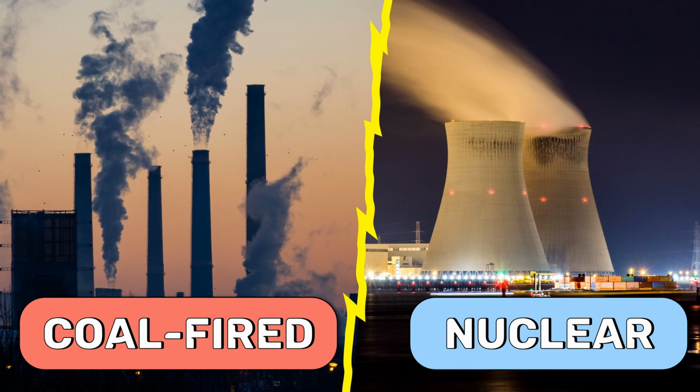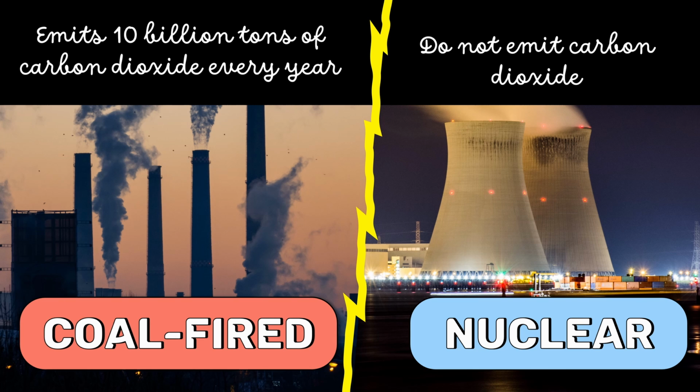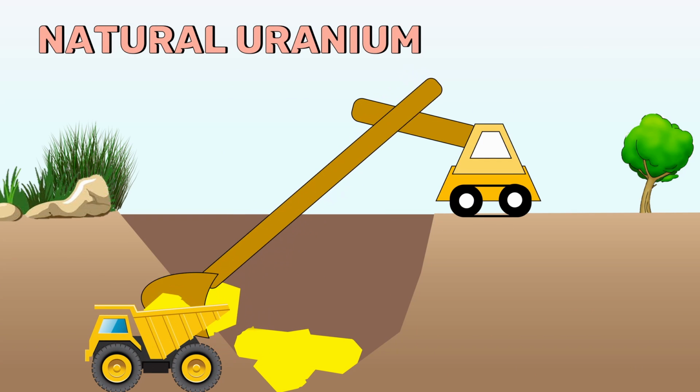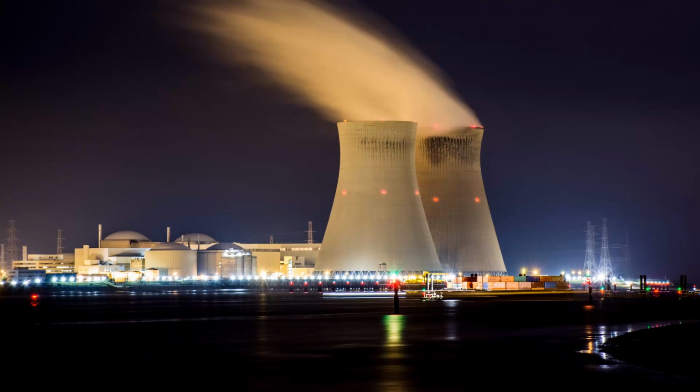Coal-fired thermal power plants emit over 100 billion tons of carbon dioxide every year. Nuclear reactors do not produce air pollution or carbon dioxide while operating. However, during the process of mining uranium ore, making reactor fuel bundles, and constructing nuclear power plants, greenhouse gases are emitted into the atmosphere. But they are very small compared to the pollution created by coal-fired thermal power plants.